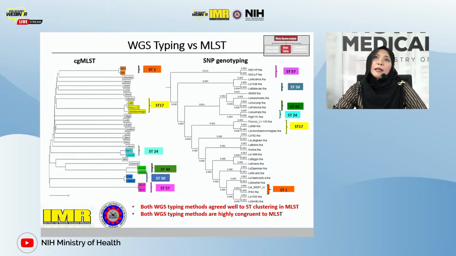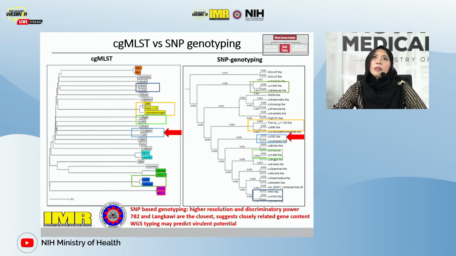Looking at WGS typing versus MLST, both WGS typing methods, i.e. cgMLST and SNP-based genotyping, agreed well with ST clustering and were also highly congruent with MLST. Between cgMLST and SNP-based genotyping, both had higher resolution. However, SNP-based genotyping has better discriminatory power. And among the 6 isolates, 782 and Langkawi are the closest, which suggests a closely related gene content. This led to a hypothesis that WGS typing may predict virulence potential.